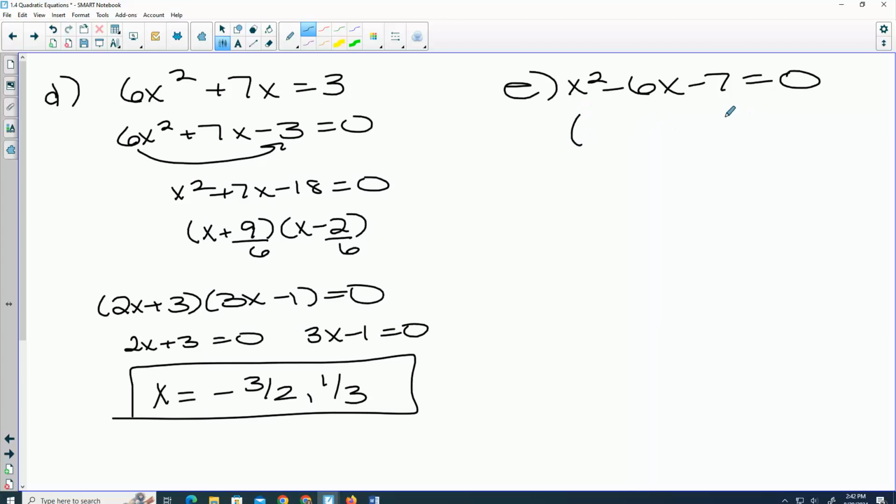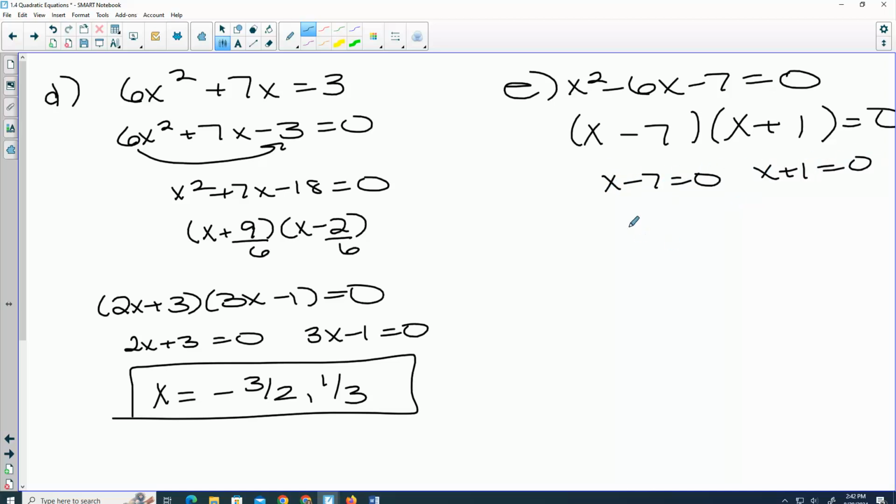This one is set up, it's already equal to 0. So ready for our easy method. What multiplies to negative 7 and adds to negative 6? Set those to 0. And we get positive 7. Do we need more problems like that? Okay.